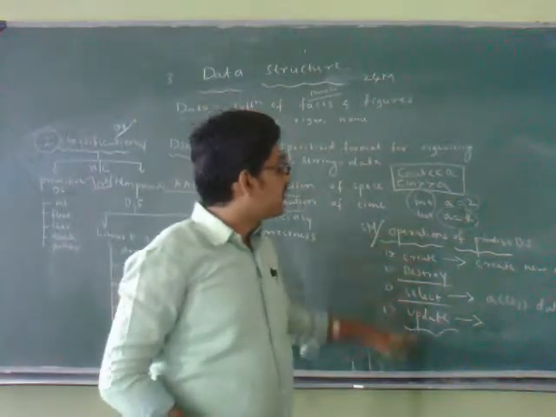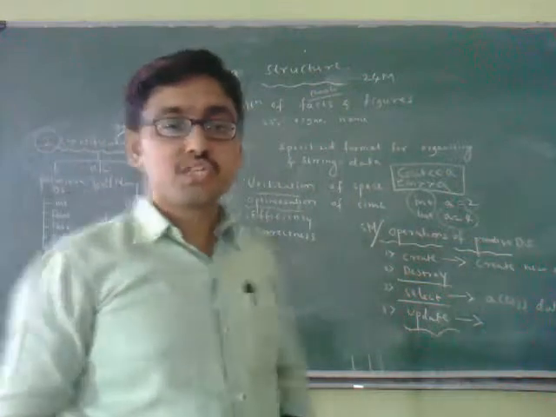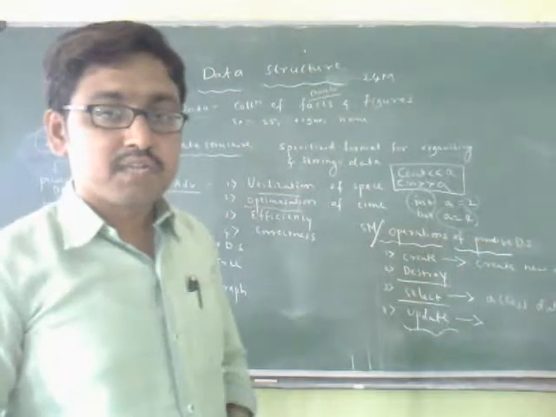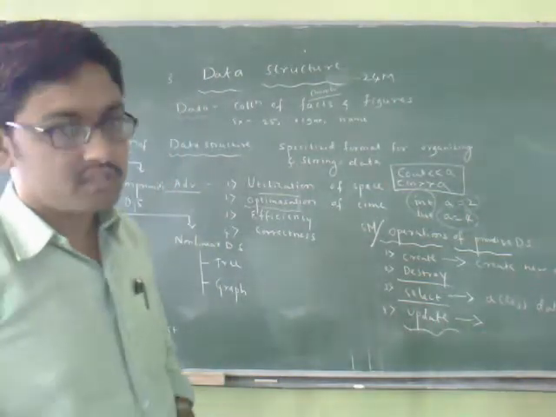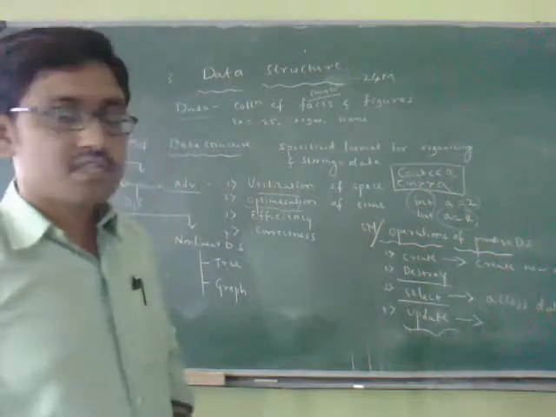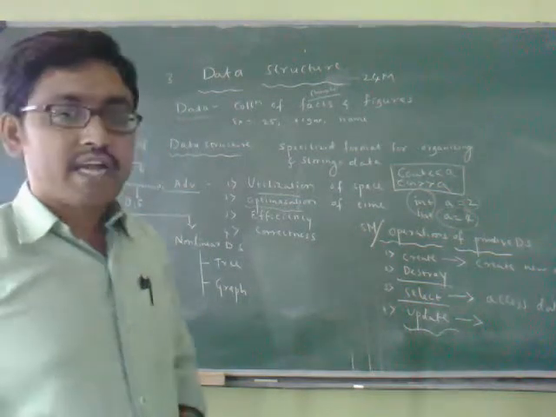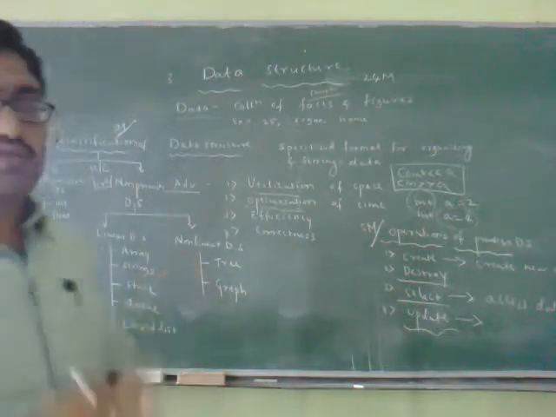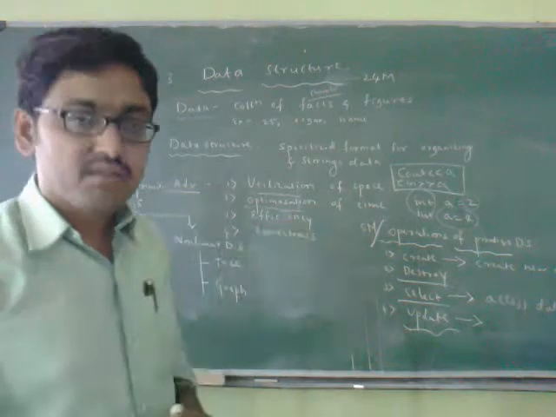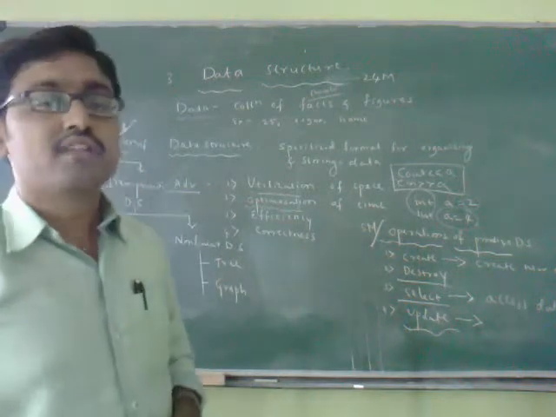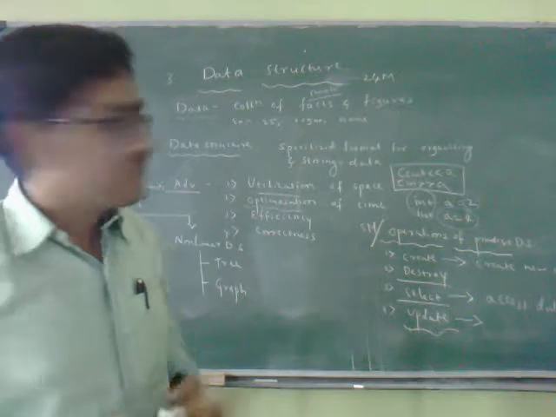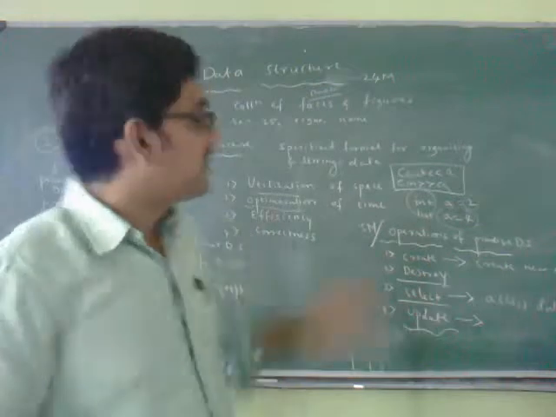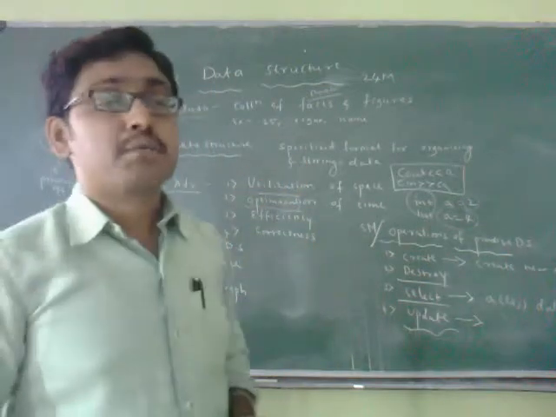There are 4 operations you have in primitive data structure. In 2019 this question was asked for 5 marks: explain the operations on data structure. There are 4 operations: create, destroy, select, update. Create means you create a new data, destroy means you remove or delete the data from the data structure. Select means accessing the data. Update means you are updating the data in the computer. These are the operations on a primitive data structure.